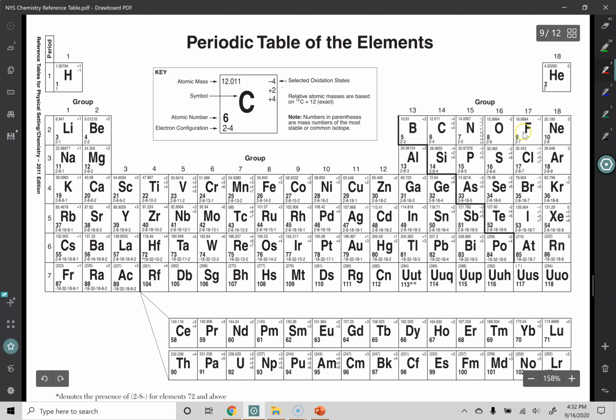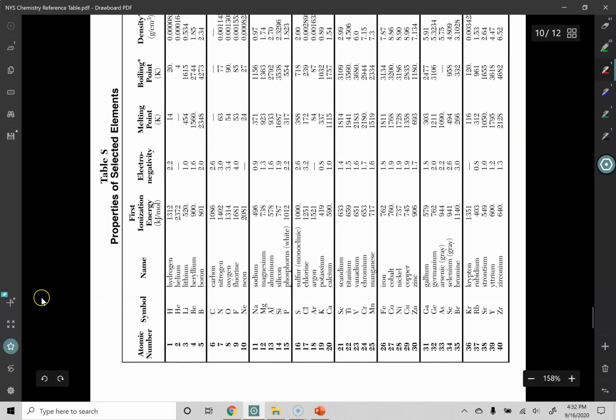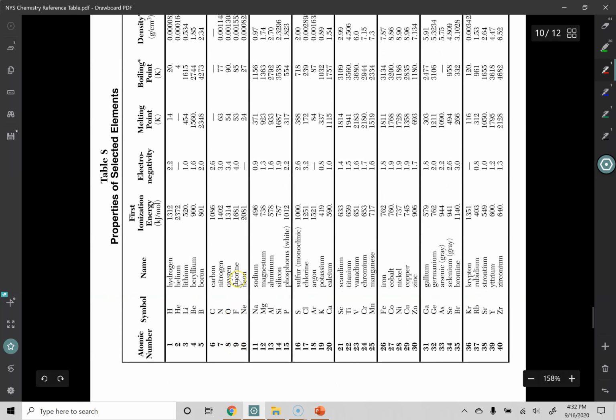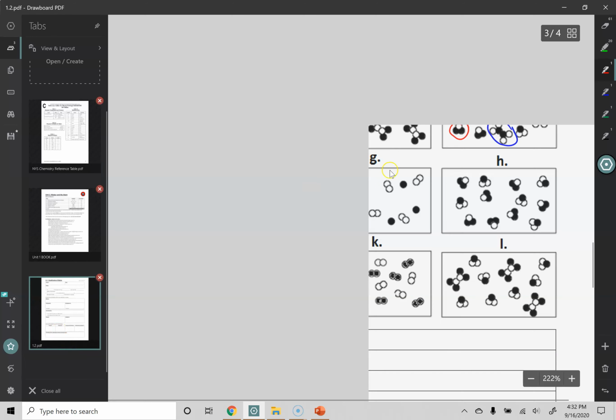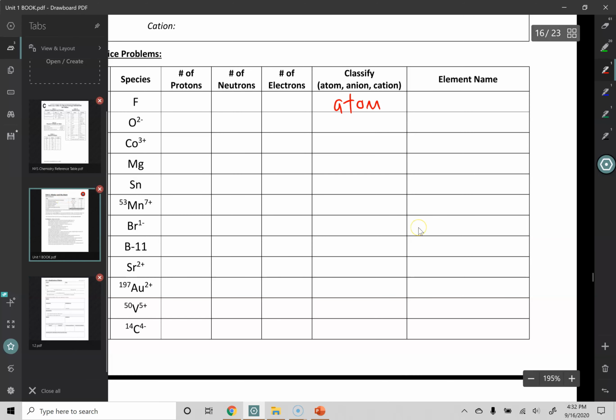But if you flip over to the next page, I can see I'm on element 9. Oh, I didn't rotate this page, but we can figure it out. Element number 9, F, that is fluorine. So let's just go back and fill that out real quick. Whoops. Fluorine.